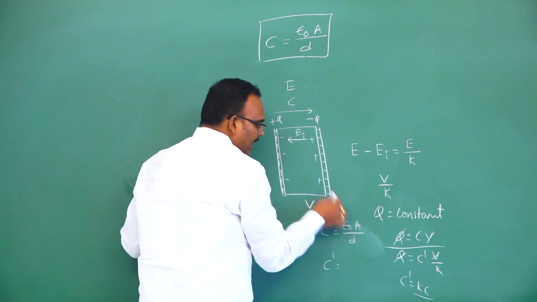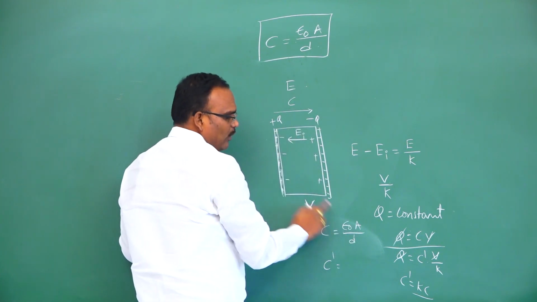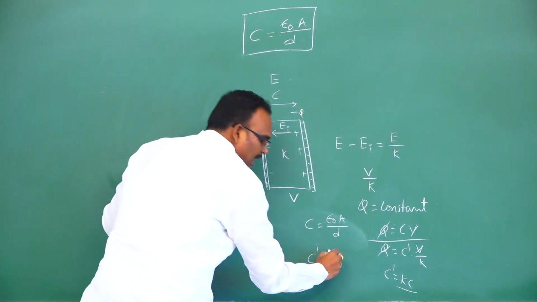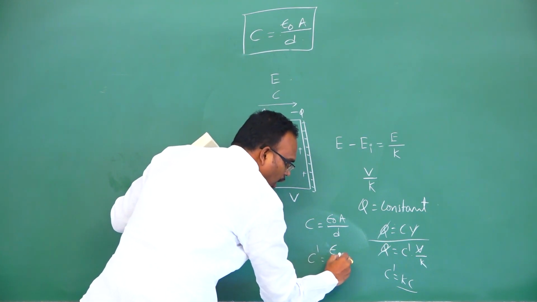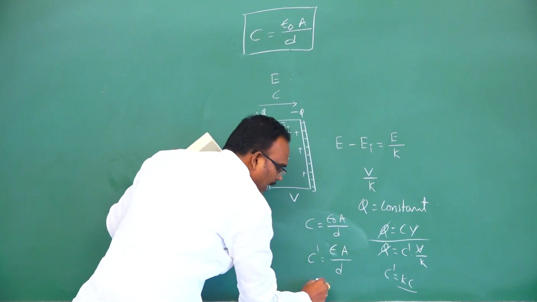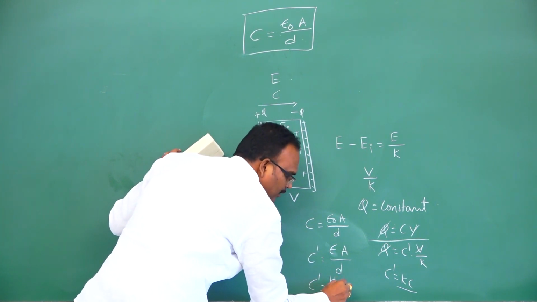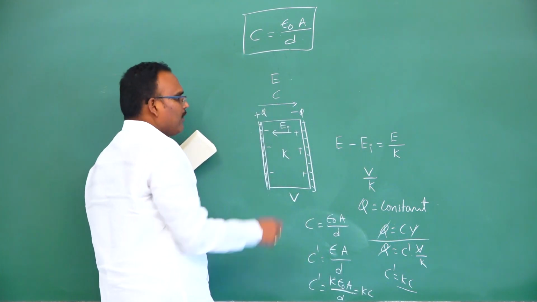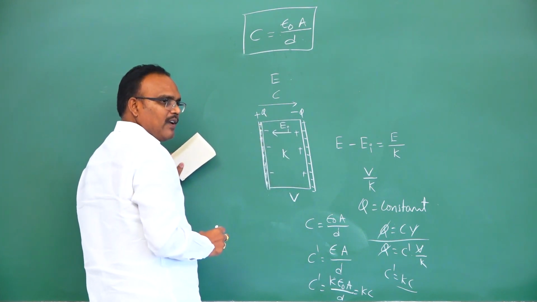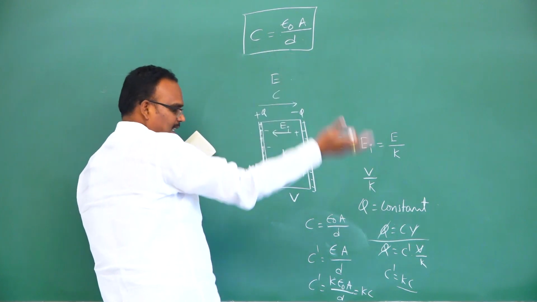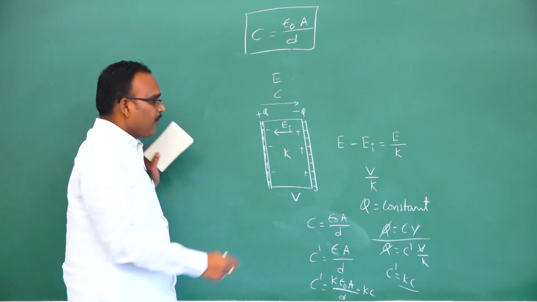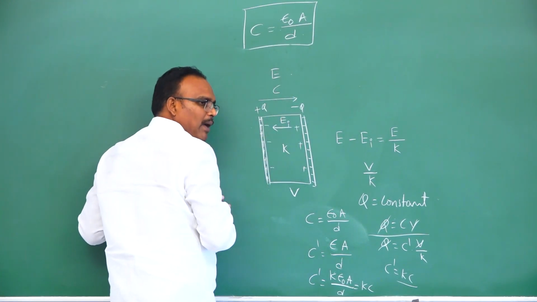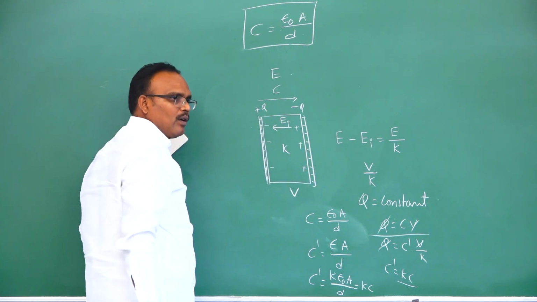See here, the entire medium is filled with air, so that's why epsilon naught is there. Now a medium of dielectric constant K is completely filled. Then we can write this is epsilon into A by D, and epsilon can be written as epsilon naught K. So K into epsilon naught A by D, then we'll write it as Kc. So if the entire space between the capacitor plates is filled with a dielectric, then its capacitance increases to Kc. If the space between the plates is filled partially, then what will happen to its capacitance and all, we'll discuss in competitive classes.